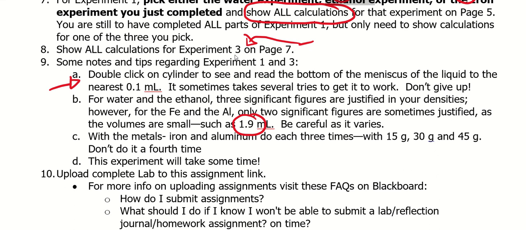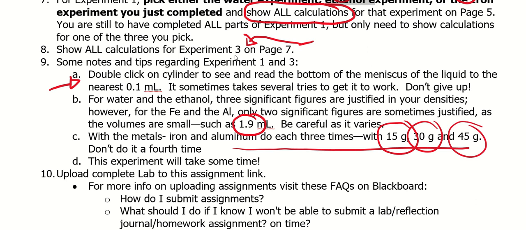Okay. And then this is just telling you to basically follow the procedure. There are 3 times that you're doing this process for the metals, with 15 grams, with 30 grams, with 45 grams, and that's outlined in the procedure.